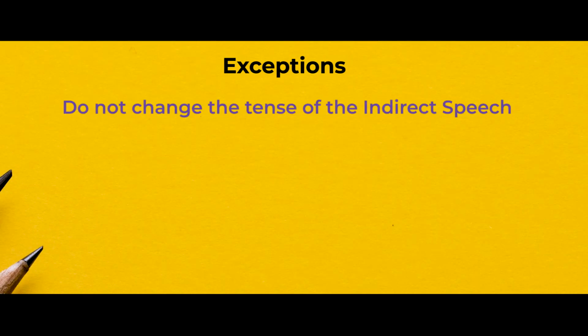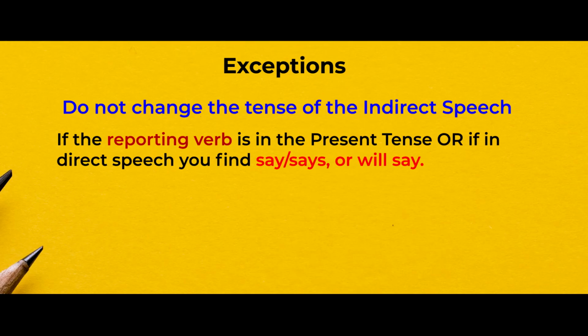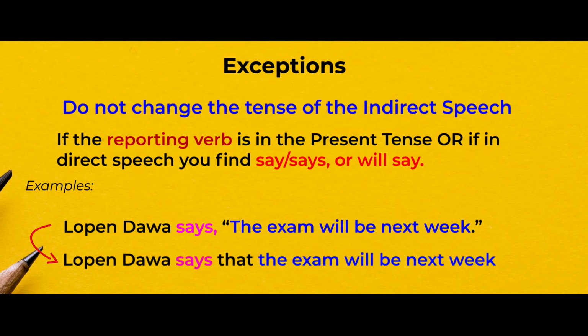Now let us look at some of the exceptions. The tense of indirect speech does not change if the reporting verb is in present tense. I repeat, if the reporting verb is in present tense, or if in direct speech you find say, says, or will say. For example, Lopen Dawa says the exam will be next week. In reported speech, it remains same. Lopen Dawa says that the exam will be next week. Did you get me?